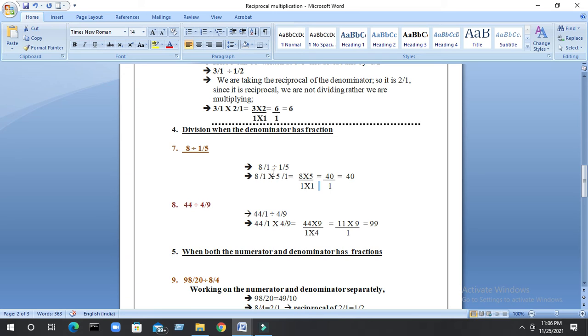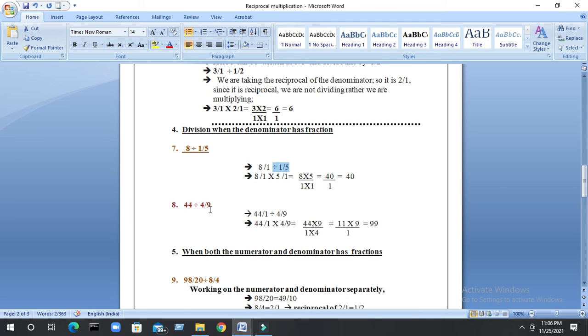Now 1 by 5. So 8 by 1, we take the multiplicative inverse of the denominator, which is into 5 by 1, which turns out, now separate out the numerators, separate out the denominators. 8 by 5 divided by 1 to 1. Next, go for the eighth one. 44 divided by 4 by 9.